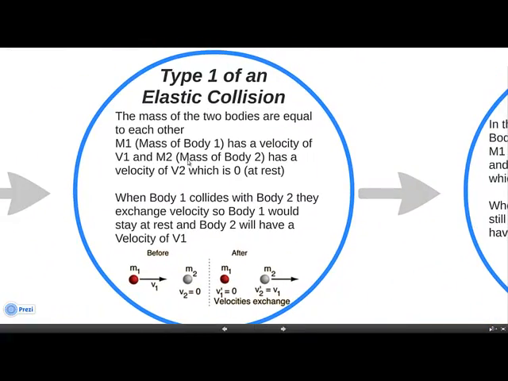Type 1 of an elastic collision is when the masses of the two bodies are equal. Body 1 has a velocity of v1 and body 2 has a velocity of v2, which is 0, meaning it's at rest. When body 1 collides with body 2, they exchange velocity, so body 1 will stay at rest and body 2 will have a velocity of v1, as you can see in the image here.